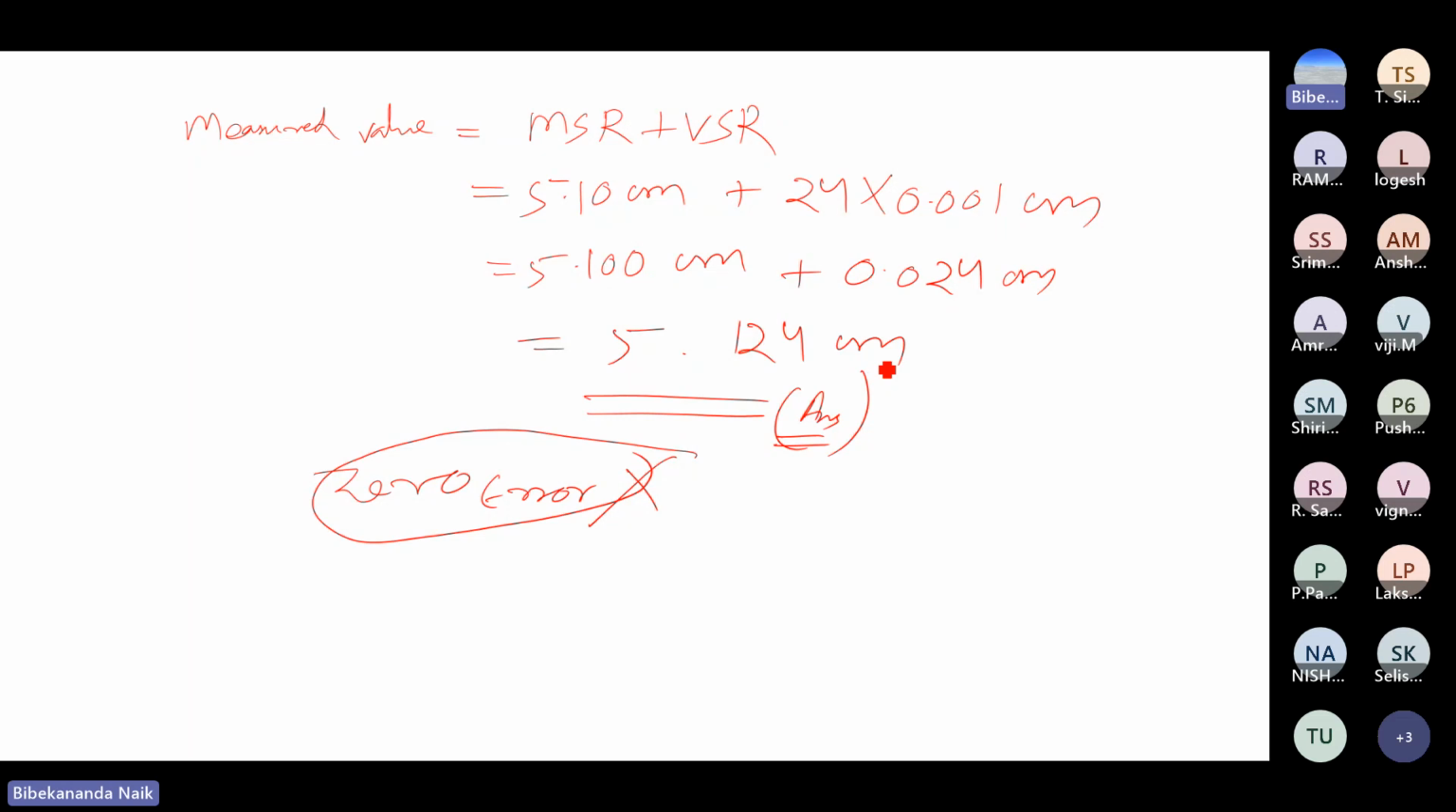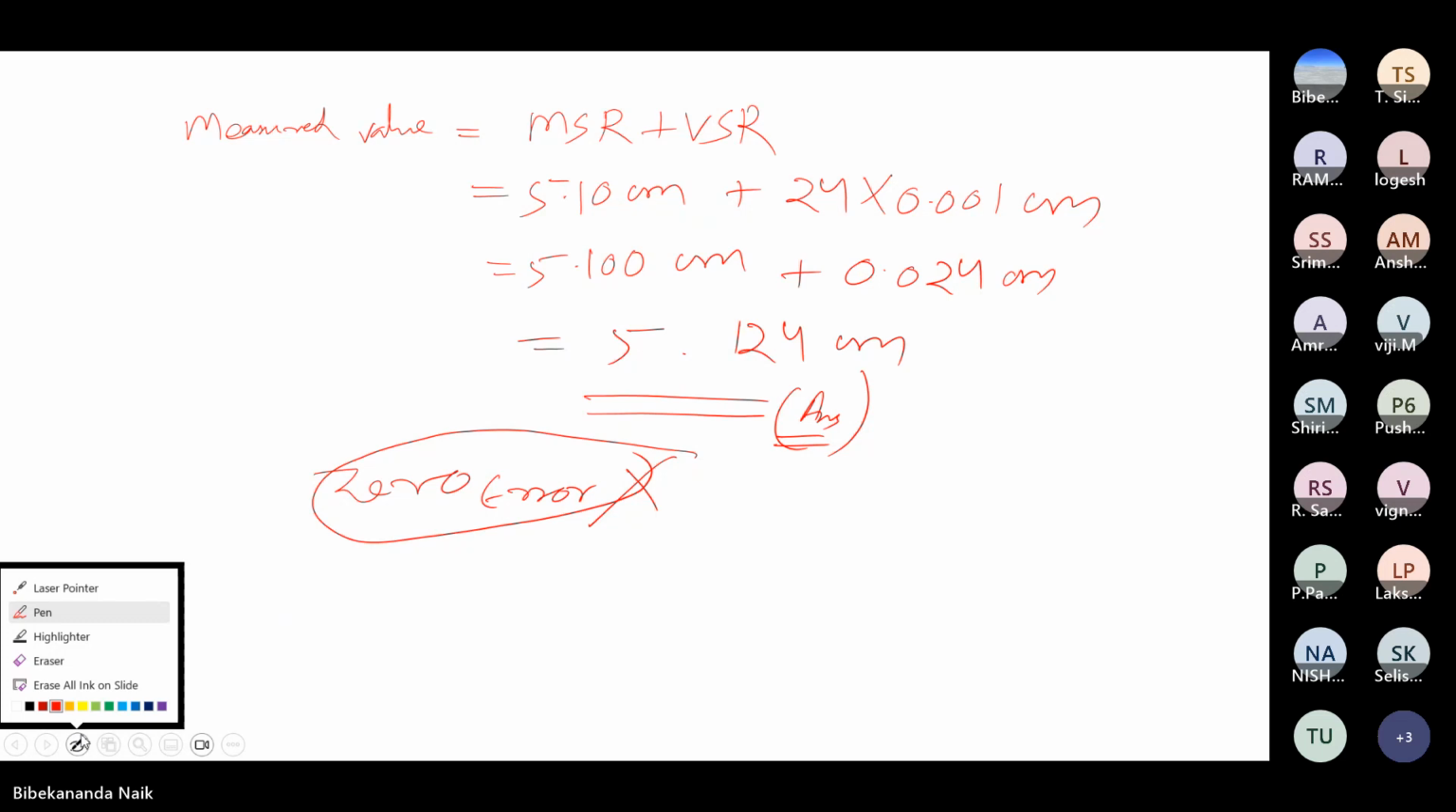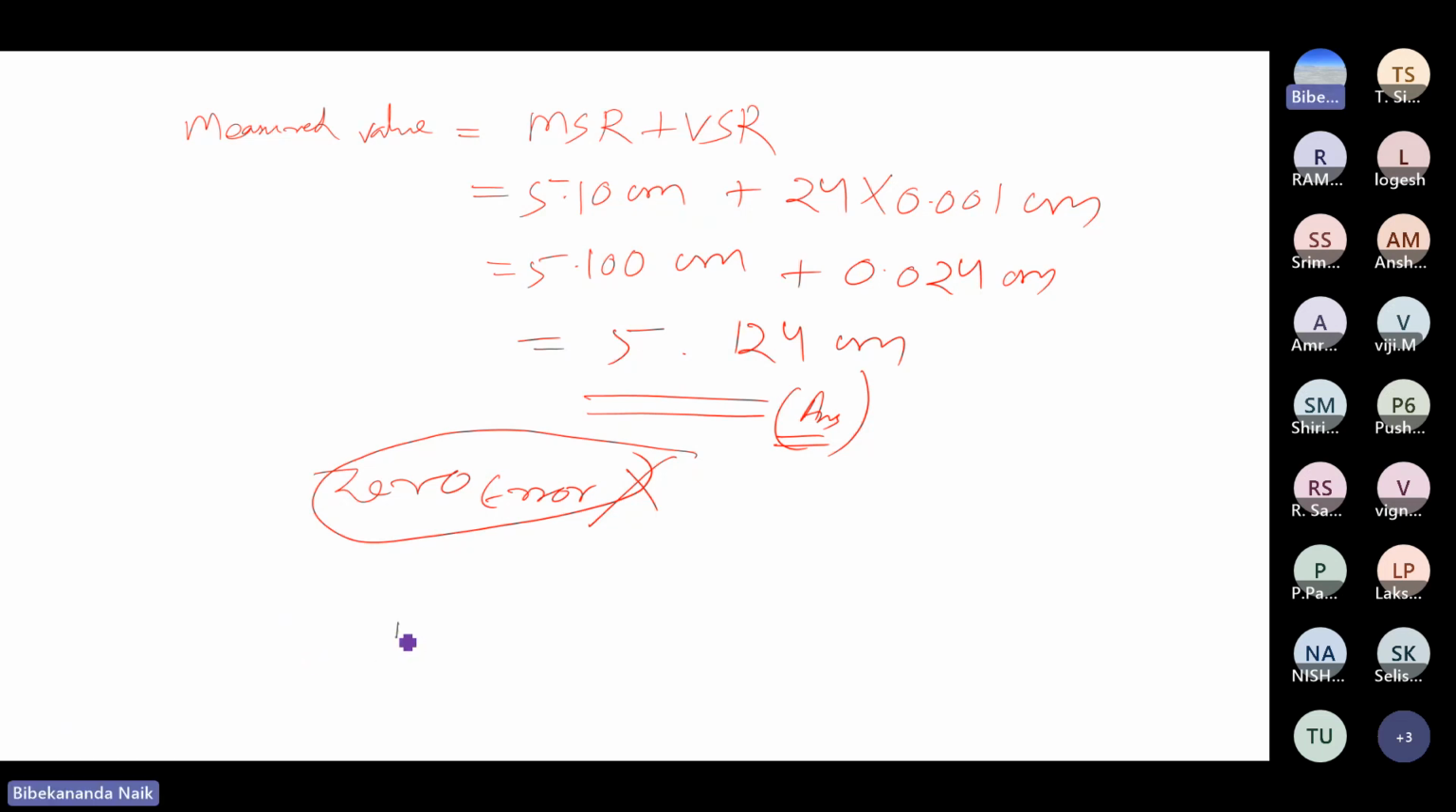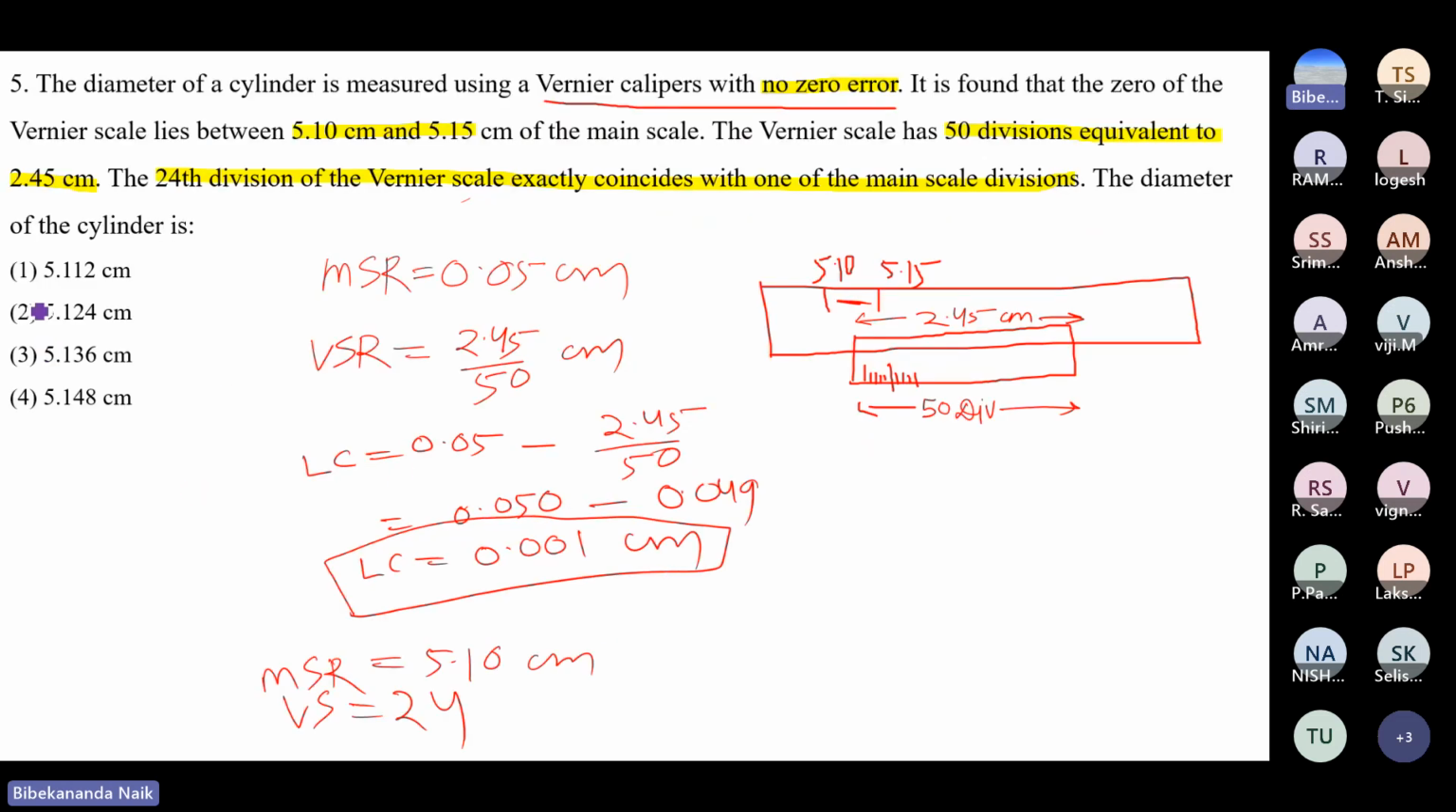Since in the measurement there is no zero error in the measuring device, that is the vernier caliper, the measurement is the actual measurement value, and we don't need to subtract any zero error. So the actual measurement value is 5.124 centimeters. The answer will be 5.124 centimeters. So option 2 is correct.